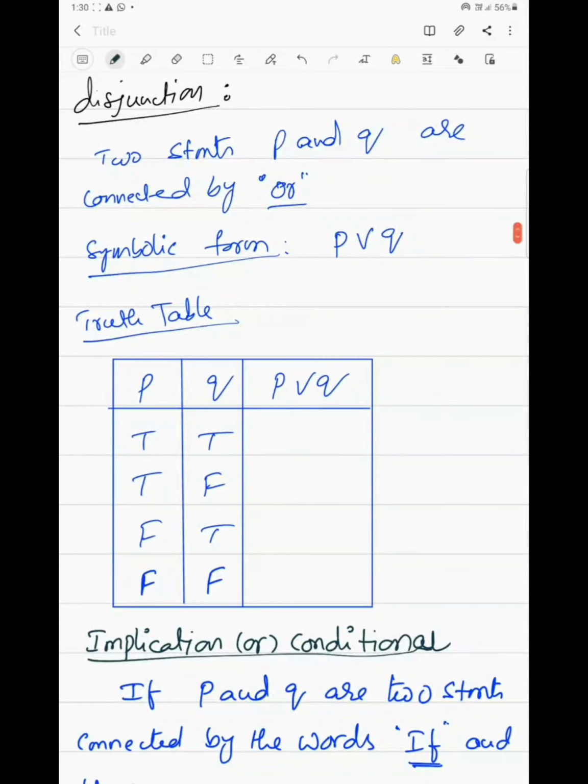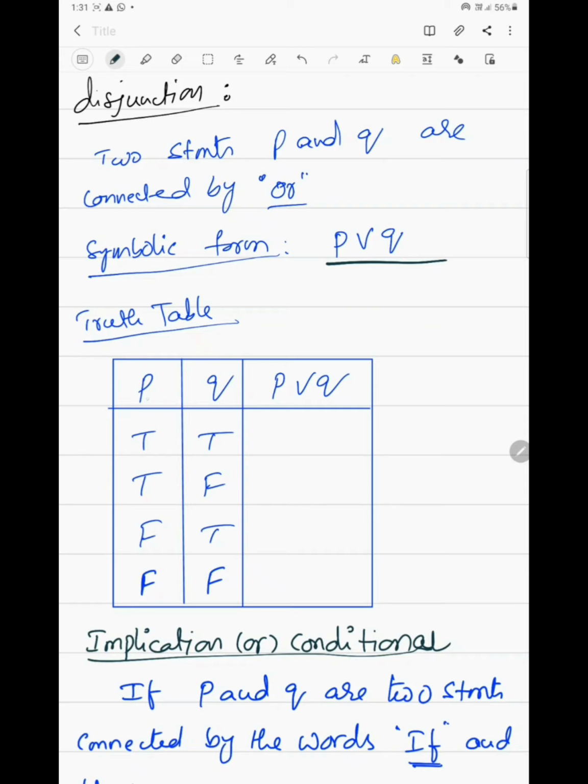Next, disjunction. Disjunction means two statements are connected by the word or. That means if should not be there. Or only is the connective here. And the symbolic form is P or Q. Then what is the truth table for disjunction? Same two statements P, Q. Write the truth values TT, TF, FT, FF.